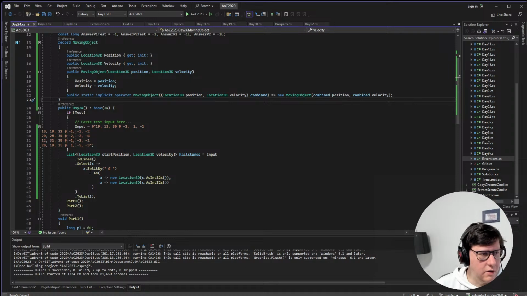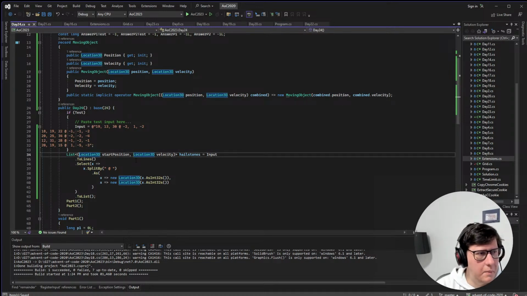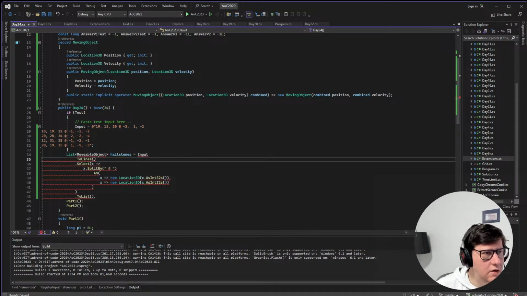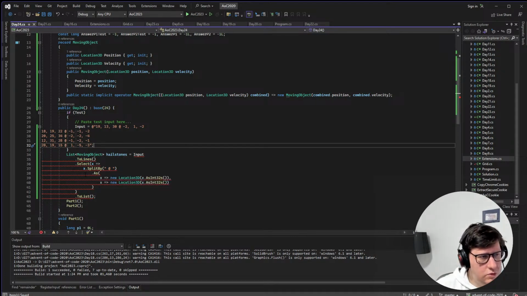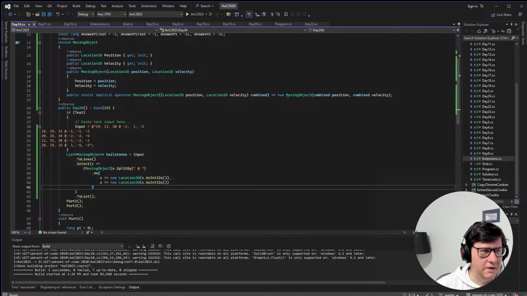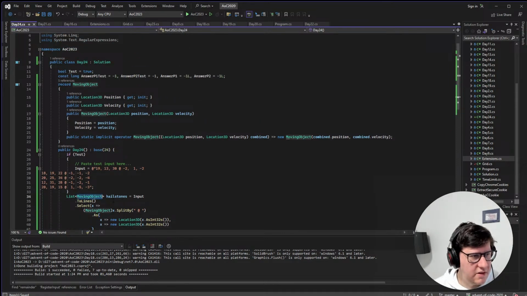So now what I can do is I can make this a list of MovingObject like this. I need to explicitly cast it here. It's fine. So now I have my list of MovingObject, which is a pair of the position and velocity.